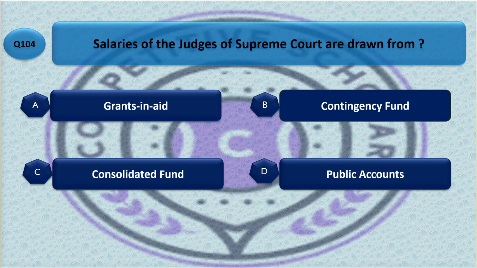Next, and it's the last question. Question number 104. Salaries of the judges of the Supreme Court are drawn from option A, grants in aid. Option B, contingency fund. Option C, consolidated fund. Option D, public accounts. So the answer is option C.